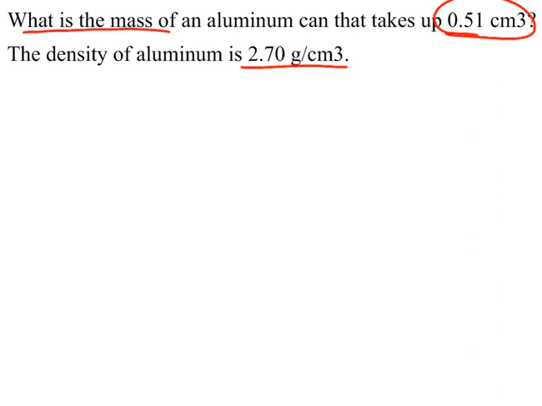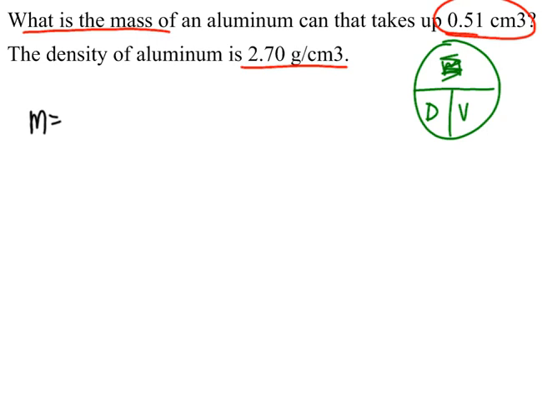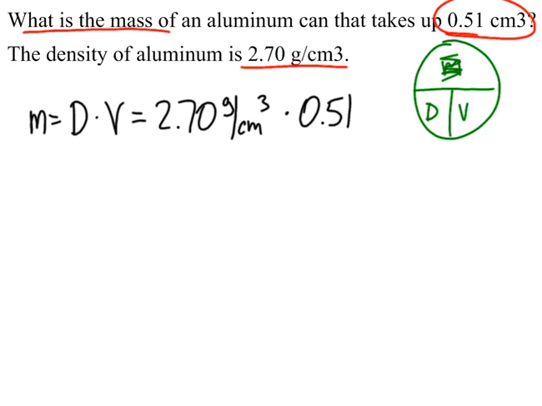We're looking for mass. So again, if I was to draw my little circle here, density, volume, mass, I'm trying to find mass. So I cancel that out, and I end up with density times volume. So we'll go ahead and do that. Mass is equal to density times volume, which is equal to 2.70 grams per cubic centimeter, right, times our volume, which is 0.51 cubic centimeters.